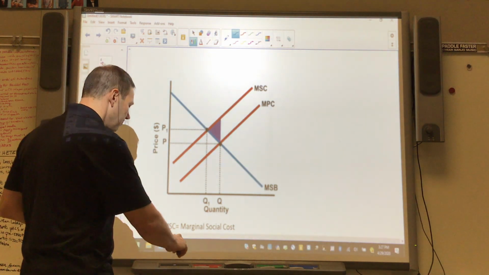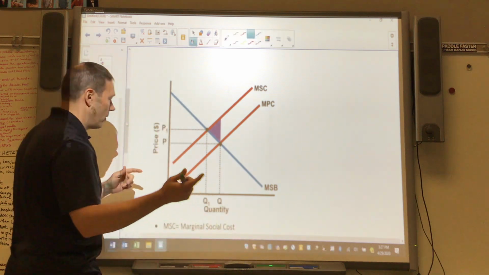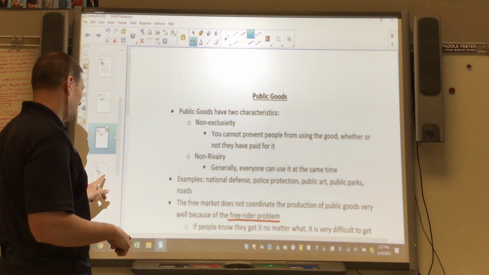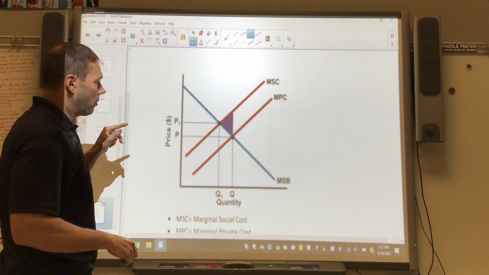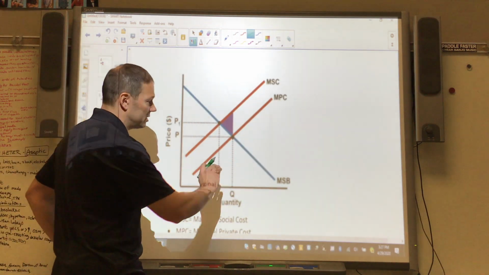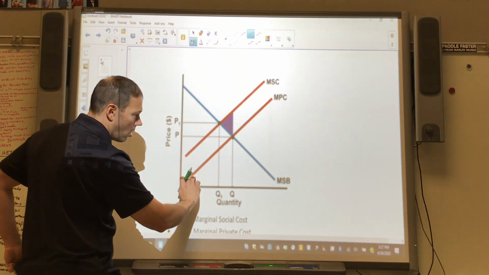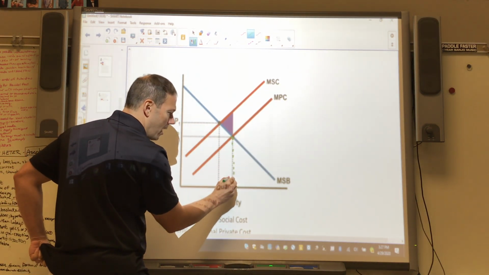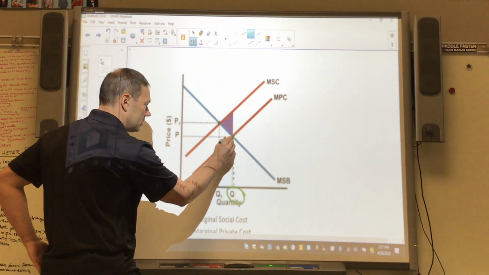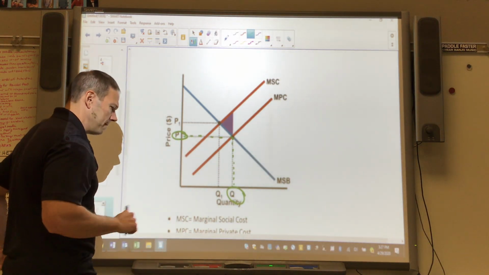Okay, so again, the problem here, just the way to read the graph, which is pretty simple. So the way to read the graph is pretty simple. The individual says, based on my cost curve, this lower one, and my benefit curve, I want to produce Q units at a price of P.